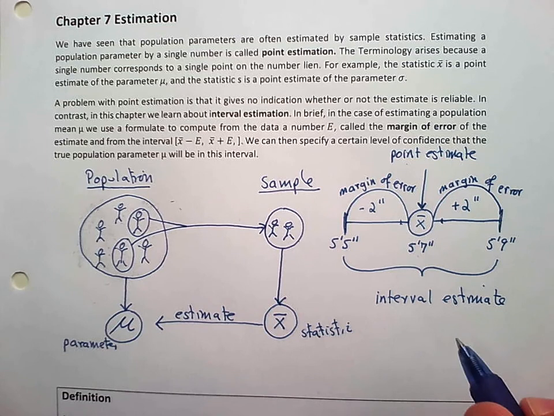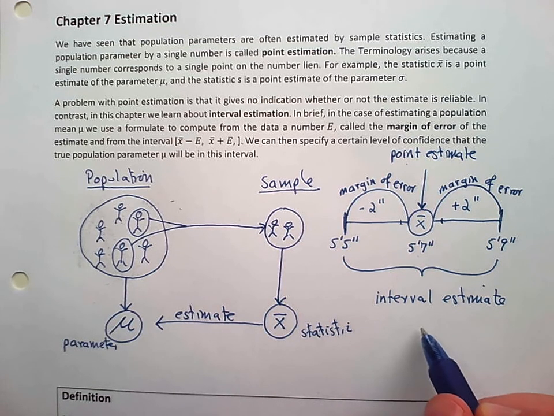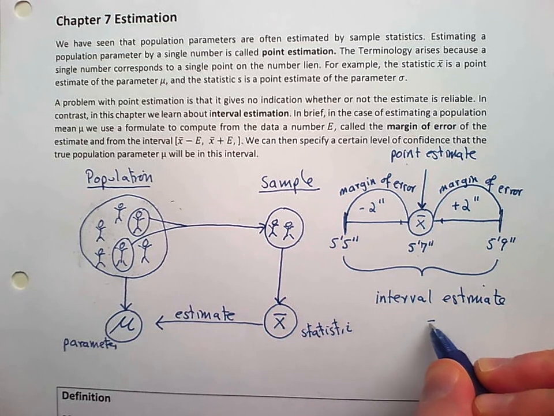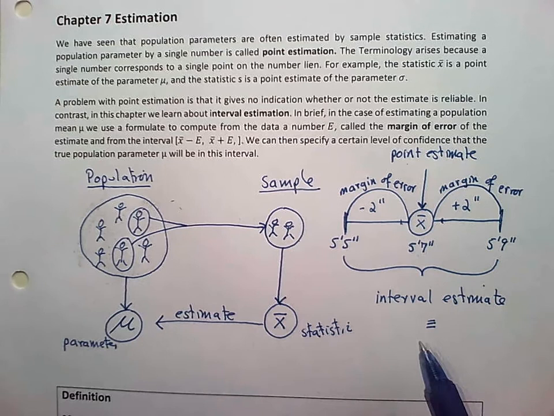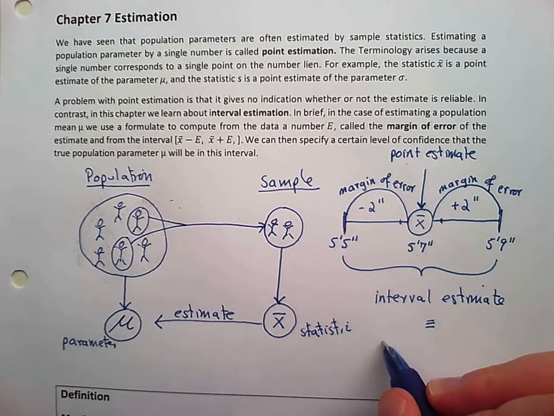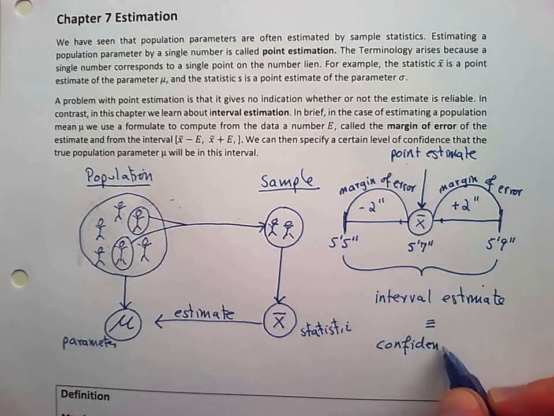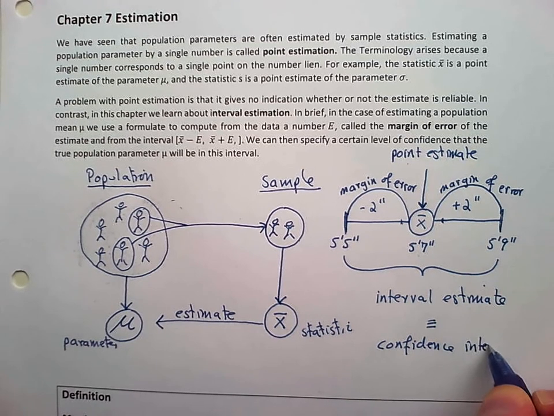So another thing that we're going to talk about is our confidence in this interval estimate, and therefore also how much information we're actually conveying with this interval estimate that we're coming up with. So therefore, another term that you might hear for interval estimate is that we're creating a confidence interval.